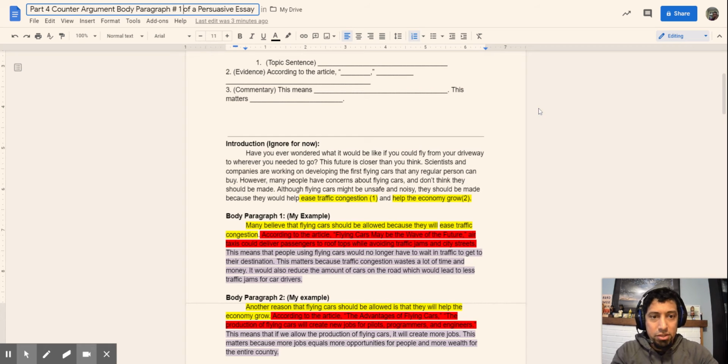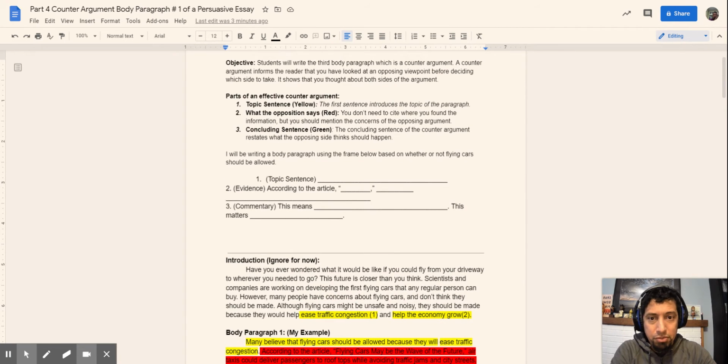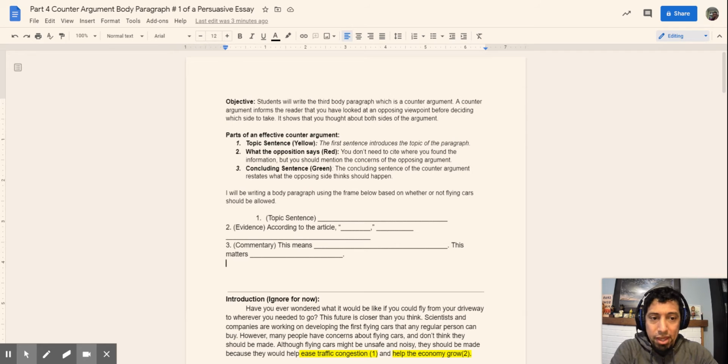Hey everyone. So this is one of our last lessons for writing a persuasive or argumentative essay. Now we're going to do the third body paragraph of a persuasive or argumentative essay. And the objective of the third paragraph is that it's actually the counter argument to your position. So what that means is that one of your paragraphs is like the opposite of you.